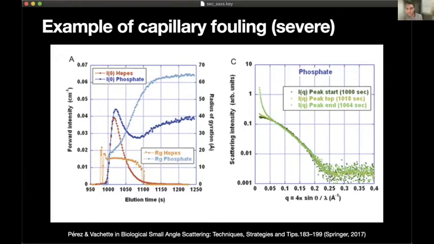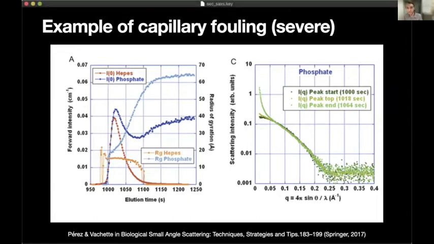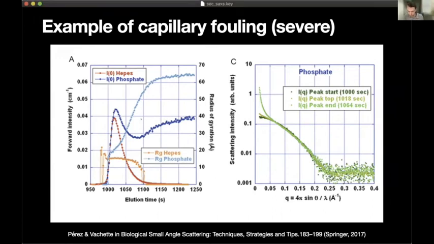But in this particular case, they found that all they needed to do was switch the buffer from HEPES to phosphate, and this radiation damage issue went away. So maybe the lesson from this is phosphate is a bad buffer to use, although I've heard people say that phosphate is fine. But I guess the point is that you want to be able to hopefully diagnose your problems and respond to them to get the best possible SAXS data.